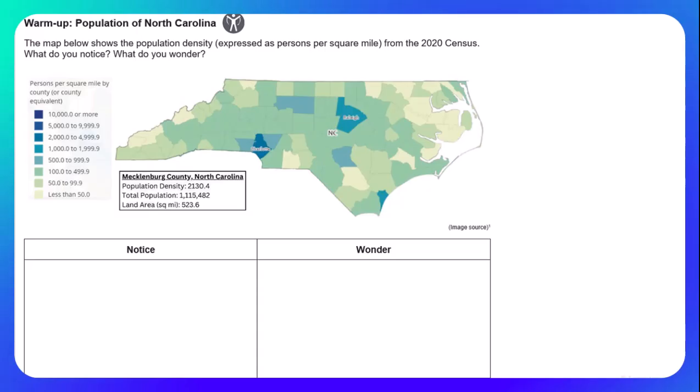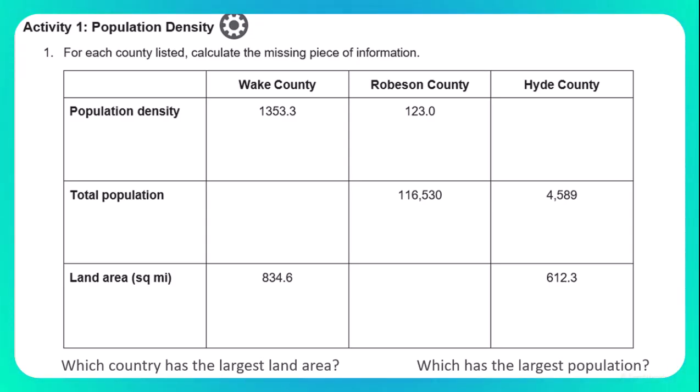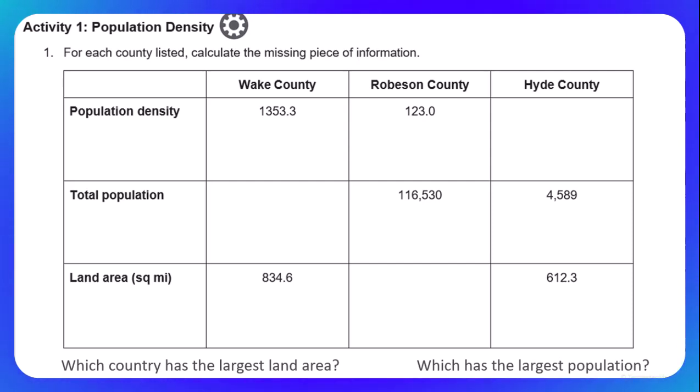If you want to pause the video here and work with your group or work with a partner, stay quiet and you can chat about this and get some things written down. I will be checking what you're writing down in this lesson in the notebook check next week. All right, when you're done with that, move to activity number 1, population density.